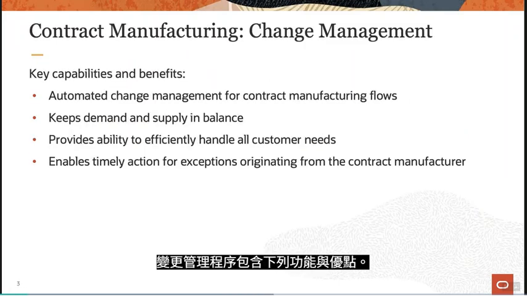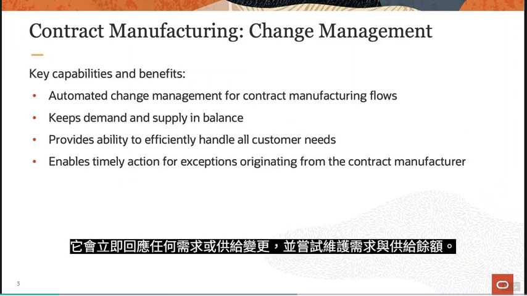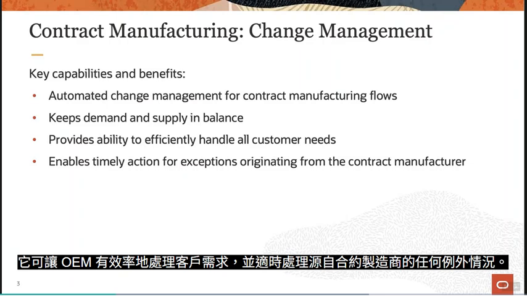The change management process contains the following capabilities and benefits. It is completely automated within contract manufacturing solution flows. It promptly responds to any demand or supply changes and tries to maintain the demand and supply balance. It notifies exceptions and enables users to take appropriate actions to mitigate the exceptions. And it enables OEMs to efficiently handle customer requirements and act in a timely manner on any exceptions originating from the contract manufacturer.